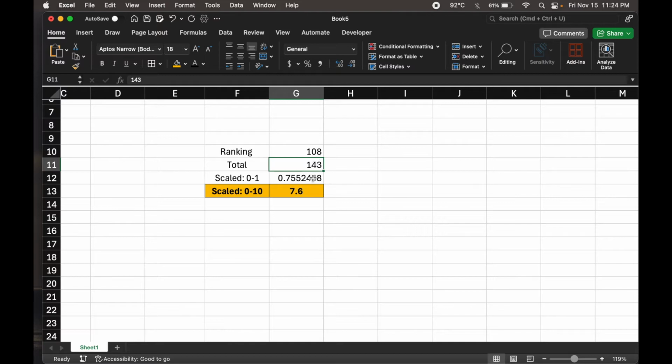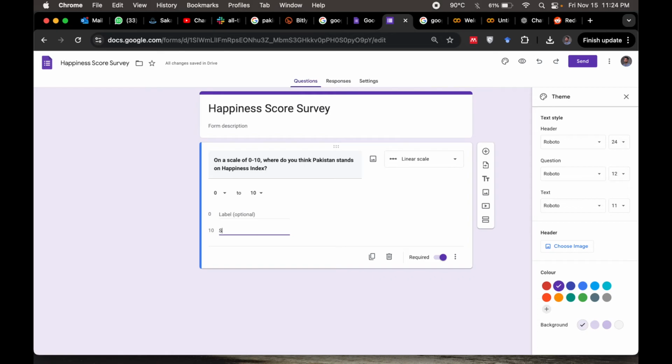So 10 or 143 then means sad, and 0 means happy, right? So 10 would mean sad, and then 0 would mean happy, right? Where do you think Pakistan stands on happiness index? 0, we could say most happy, and we could set it up as, in fact, let's just use these labels. Happiest, saddest. Okay, so because it's a scale, right?